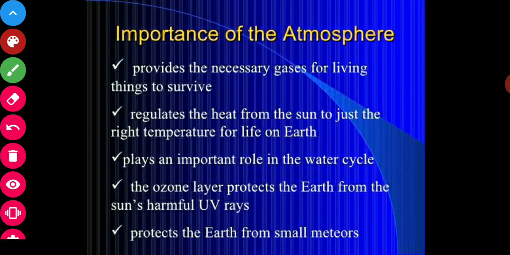Now, at last, we will discuss the importance of the atmosphere. This atmosphere provides the necessary gases for living things to survive, like carbon dioxide and oxygen. It regulates the heat from the sun to just the right temperature for life on Earth. This atmosphere plays an important role in the water cycle. It also contains an ozone layer which protects the Earth from the sun's harmful UV rays. It also protects the Earth from small meteors.